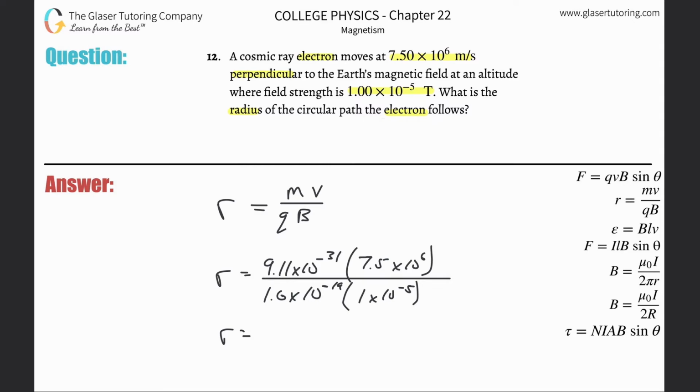So 9.11 times 10 to the minus 31 multiplied by 7.5 times 10 to the 6th, divided by 1.6 times 10 to the minus 19th times 1 times 10 to the minus 5th. And I get a value of about 4.27 meters, because you're dealing with radius, which represents a distance, and distance is in meters. Notice if you plugged in the negative sign here, you would have gotten a negative radius, and what the heck does that even mean? So just disregard the charge signs when you're using these formulas.